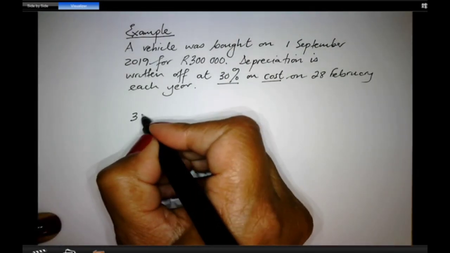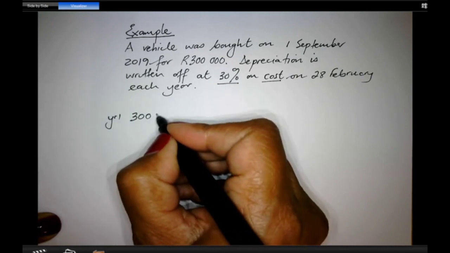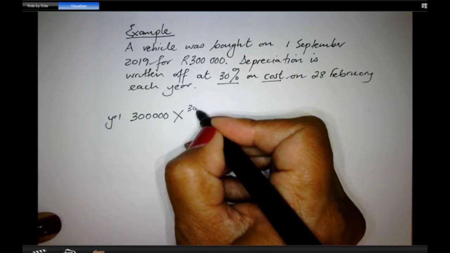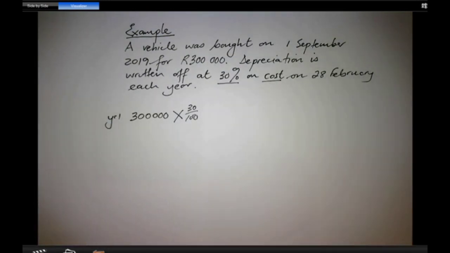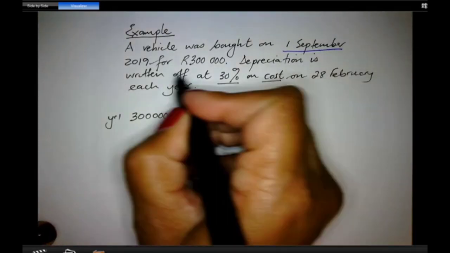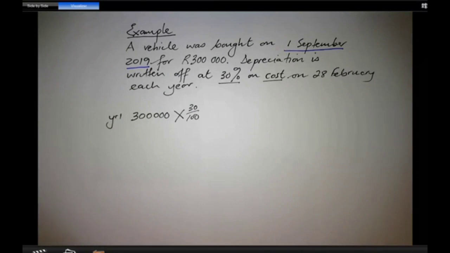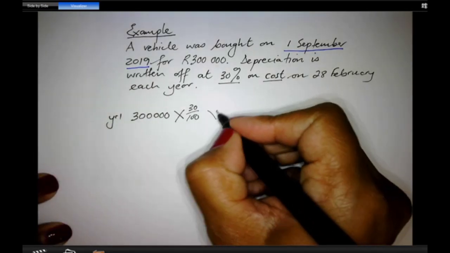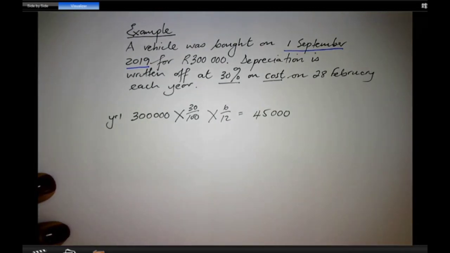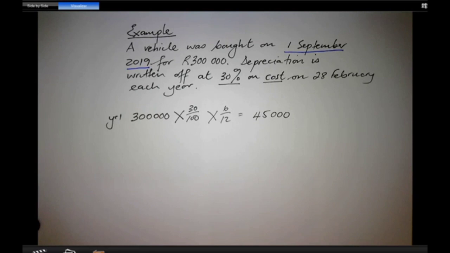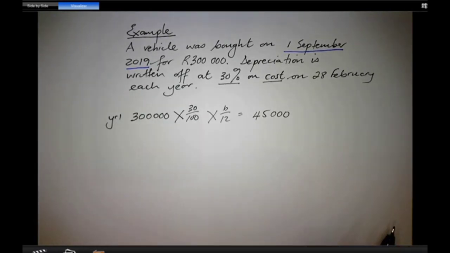In our first year, we are going to depreciate this asset on cost at 30%. Because it's the cost price method, we depreciate at 30%, but because we did not have it for a whole year, we only had this asset for 6 of 12 months. We bought it in September 2019, and we're depreciating the asset for the first time in February 2020, so that's 6 months. So we times by 6 over 12, and we get 45,000. That is half of 90,000, because 30% of 300,000 is 90,000. So for our first year, our depreciation is 45,000.